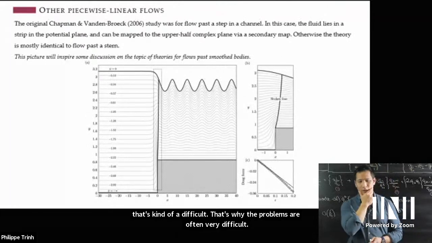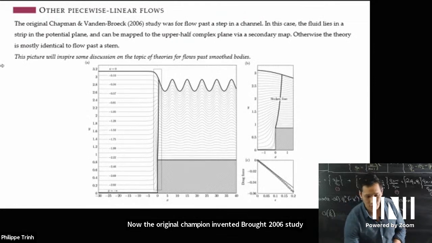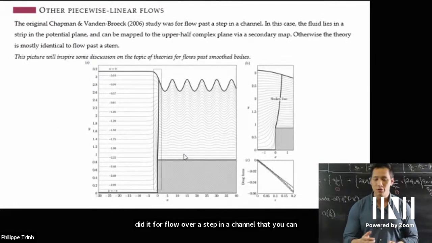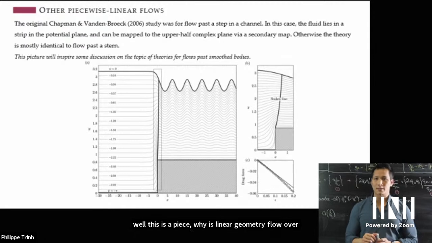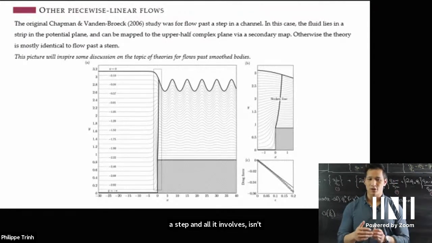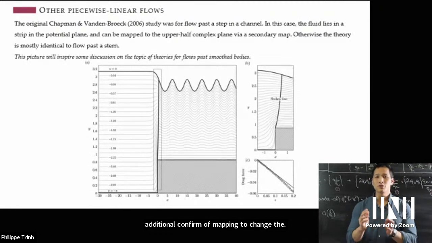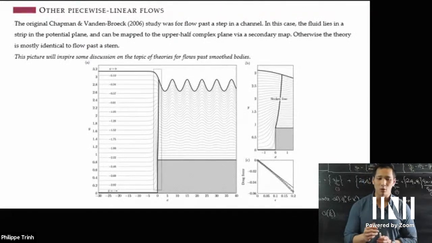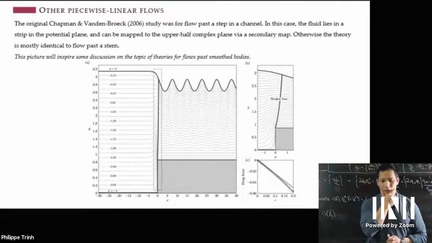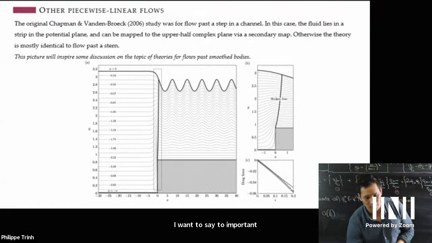Okay, now the original Chapman and Vandenbroek 2006 study did it for flow over a step in a channel that you see here. And you can do those types of problems as well. This is a piecewise linear geometry flow over a step. And all it involves is an additional conformal mapping to change the relevant domain for the step to the upper or lower half complex plane. So most of these water wave problems, two-dimensional potential flow water wave problems over piecewise linear bodies, we can do pretty well, okay? I want to say two important comments about the figure here that you see.